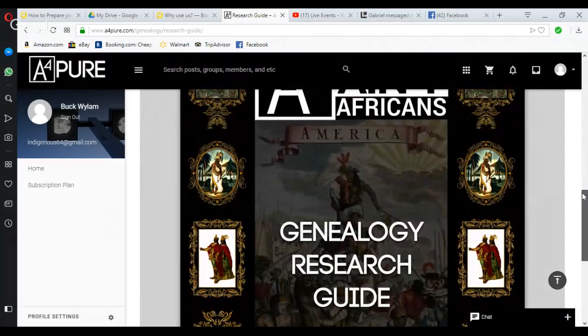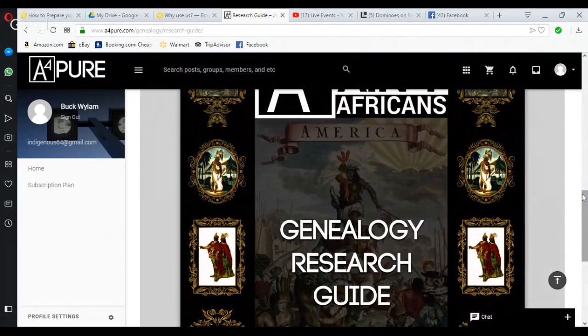Okay, so this is what the genealogy research guide looks like. And for $1, you have access to this. It gives you certain tips on how you look for your people. Look up who you are. One of the ways is to look through the birth certificates. Look through the census. These are simple things you can look up to show that you're directly descended from these Americans that you're seeing in these pictures right here. These are your people.